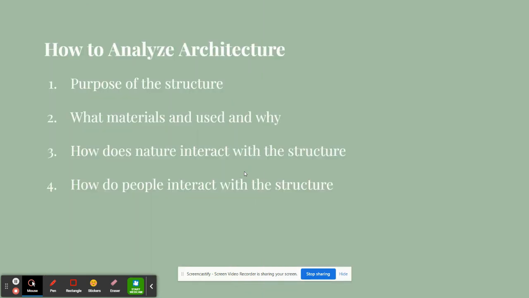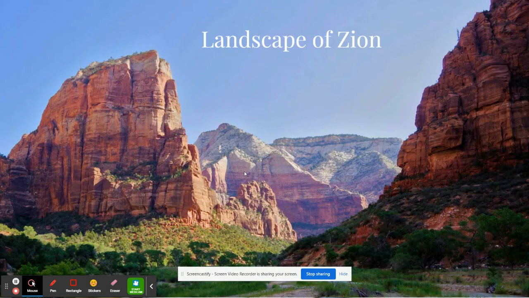So to analyze architecture, we first have to find out all the factors I just listed: why it's built, materials used, influence for design, and how nature interacts with it. So for some of these, we have to do some research, and for others, we can just analyze from looking at the building. Before we dive too deeply into the architecture portion, let's go ahead and look at our site, Zion National Park.